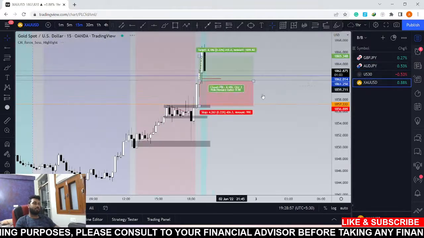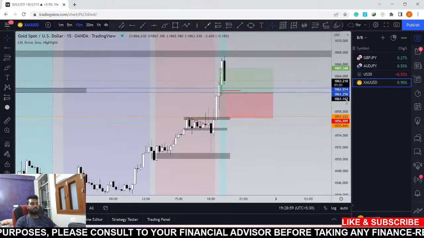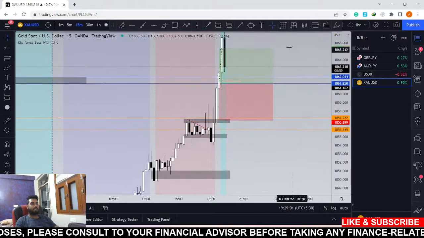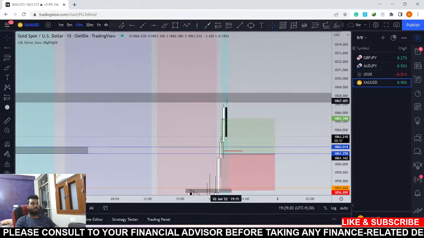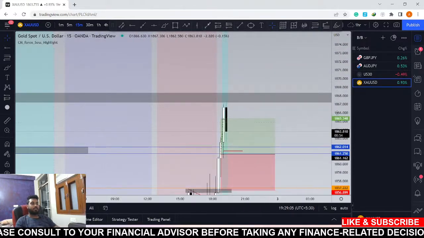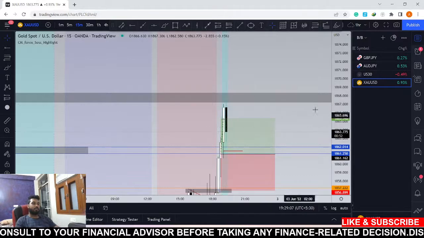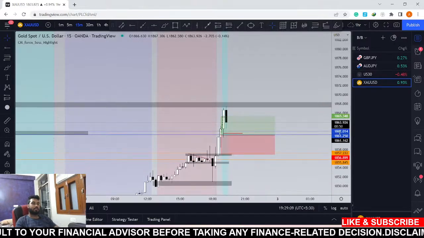So you have to do this sort of thing. See how beautifully it tested this zone. See, and see how it is falling down. It's quite nice.